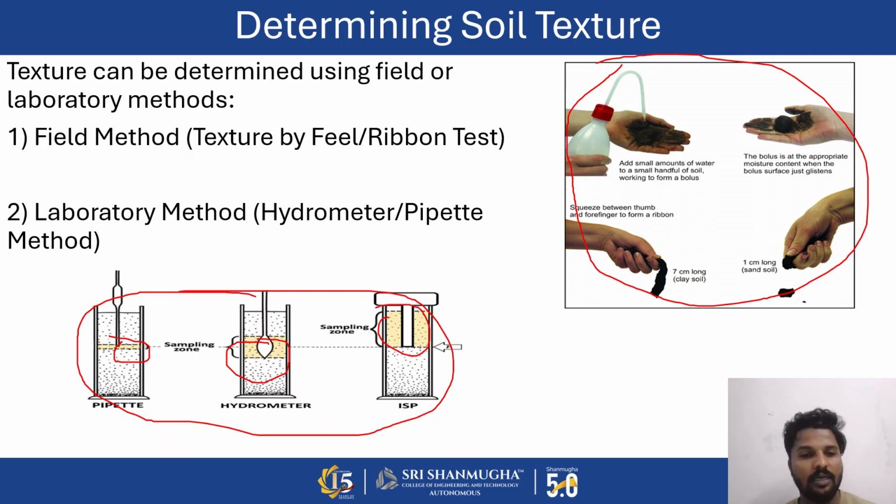In the pipette method, you can see the sedimentation occur in a thin layer at the beaker. Then you can see the sedimentation occurring in the hydrometer at the center, but it does not give a thin layer like the pipette method. It gives us a band, a lengthy layer. At the same time, in the ISP method, the sampling tube is higher than that of the hydrometer.